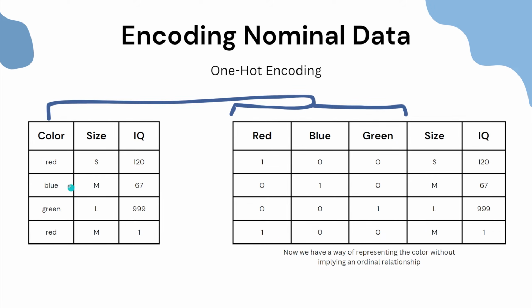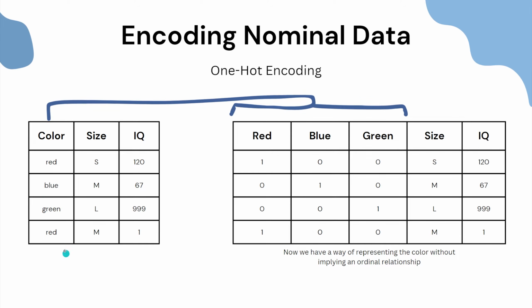So the way that it works is we take our nominal data column and we split it up into however many options there are. In this case, we have red, blue, and green, so there's 3 different options. So now we have 3 columns, red, blue, and green, and depending on what the current value is, we're going to have 1 or 0 for these 3 columns here.